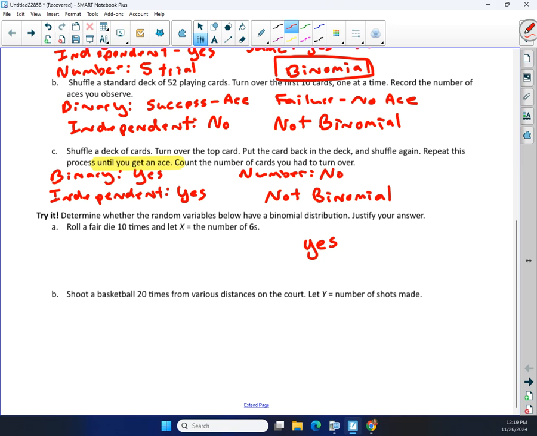Number, doing it 10 times, and the probability is 1/6 every time, so that's a yes. For B, it's a no.